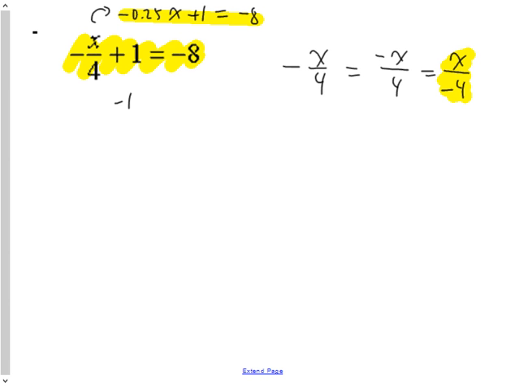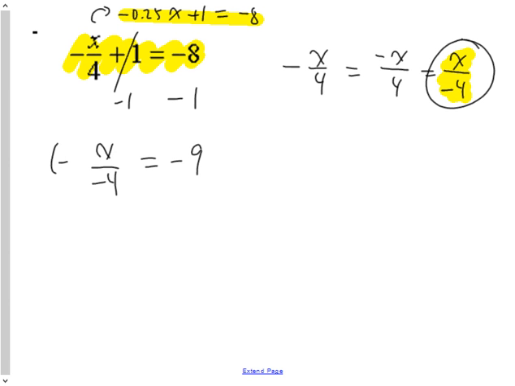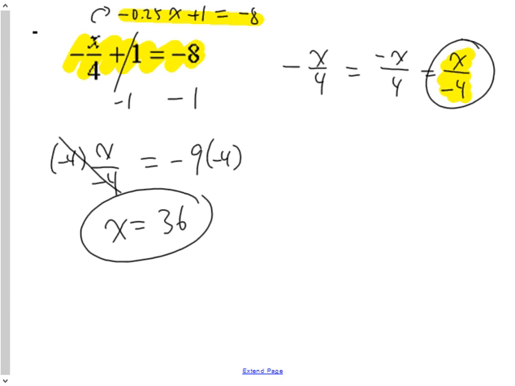So when I do this, I'm first going to get rid of my constant, because I know that's the first thing I should do. But when I rewrite it, I am going to rewrite it like this. And that's going to make my next step easier. So now I'm going to multiply both sides by negative 4. And x will equal a positive 36.